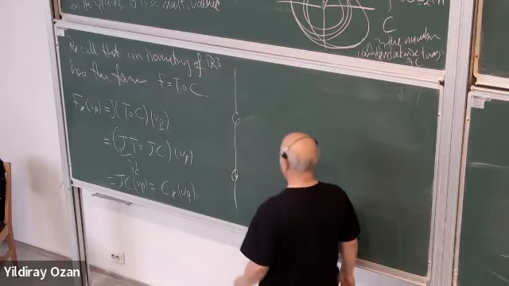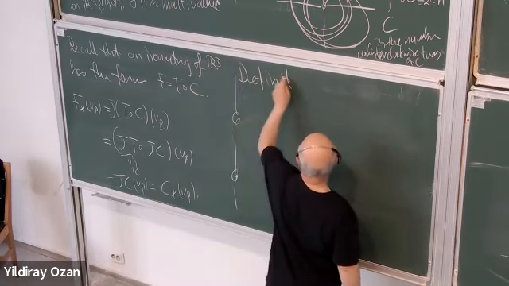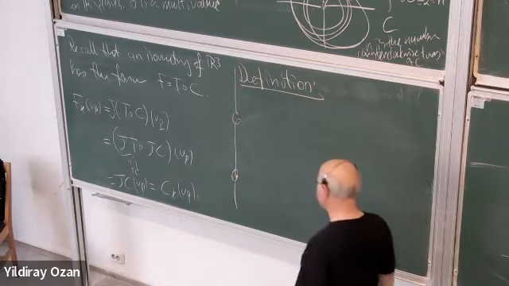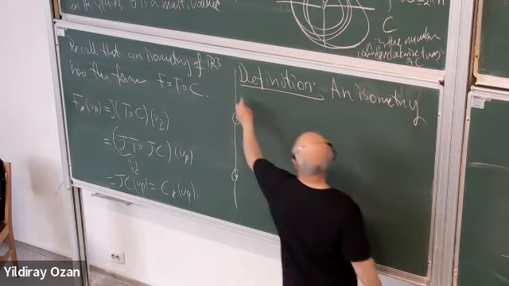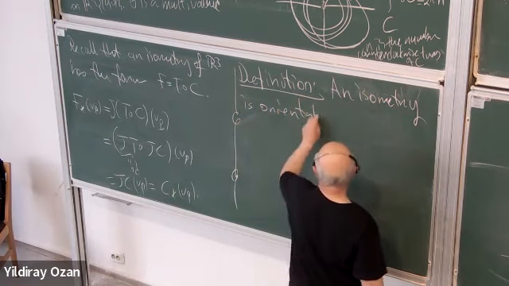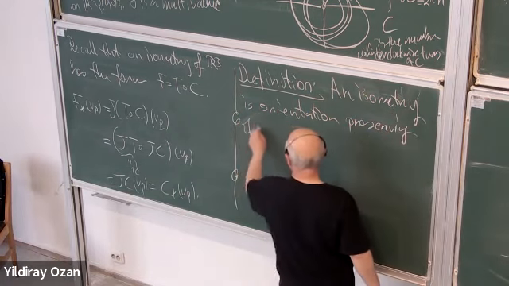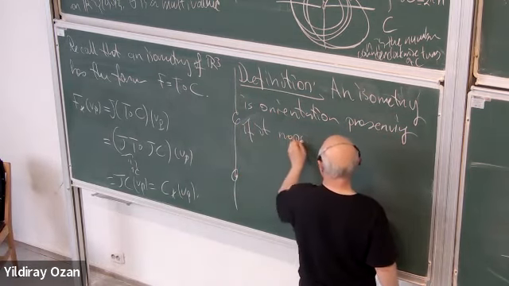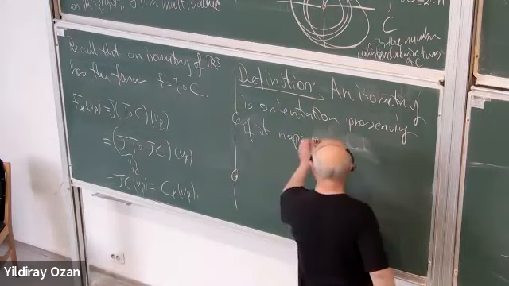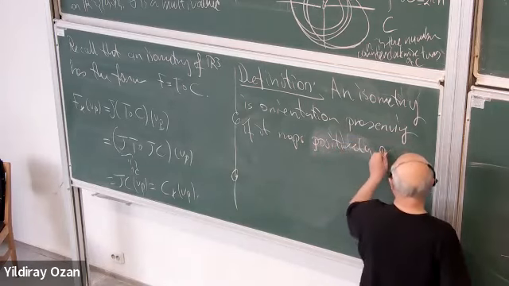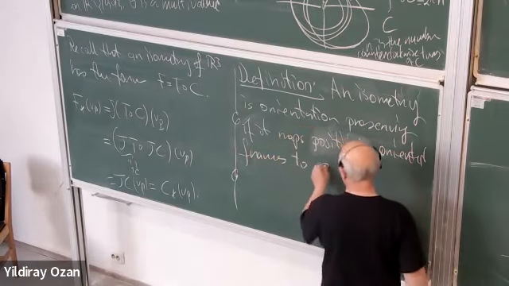Okay, let me rephrase that. Let me write it as a definition. An isometry is orientation preserving if it maps positively oriented frames to positively oriented frames.